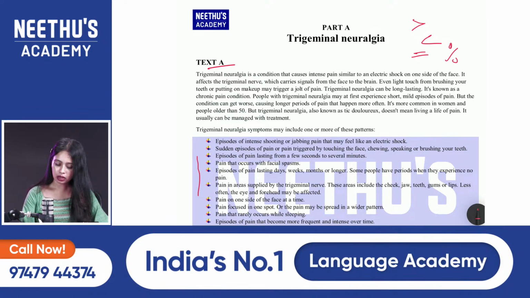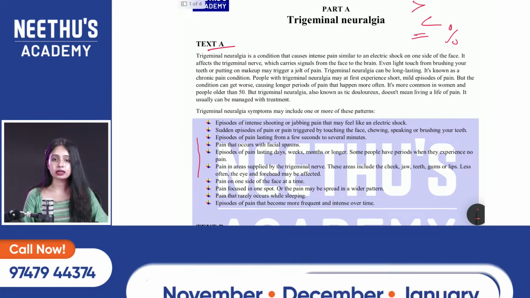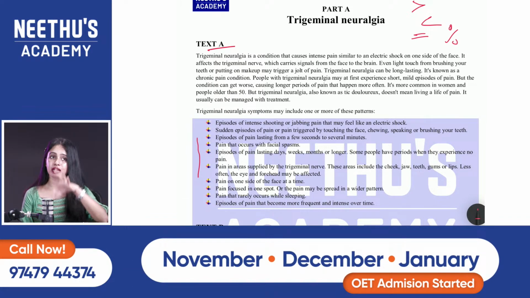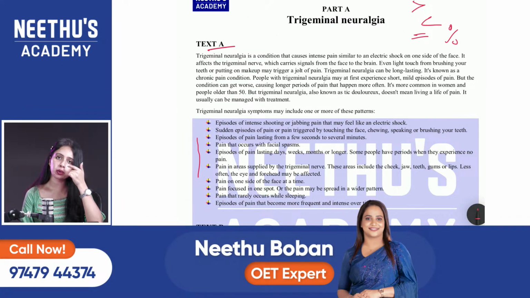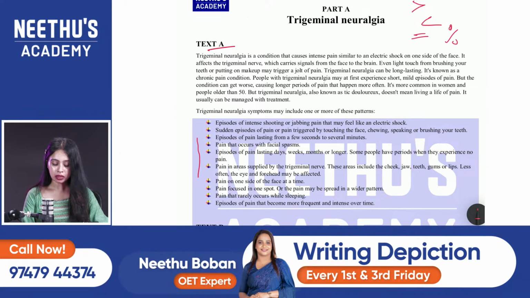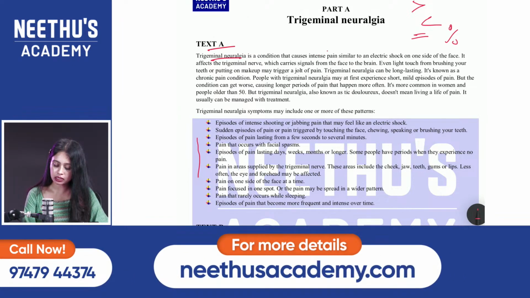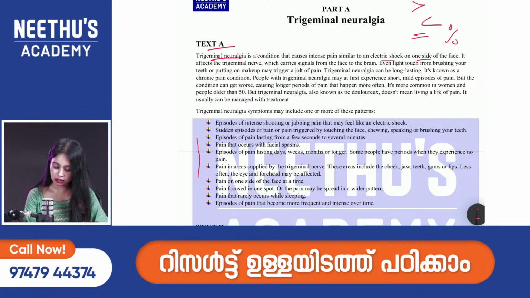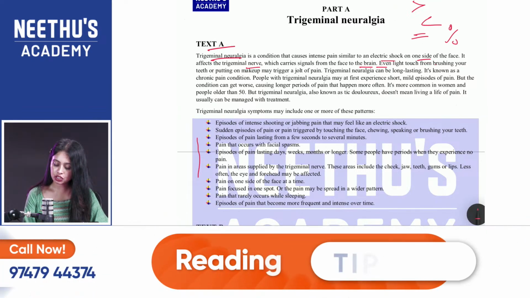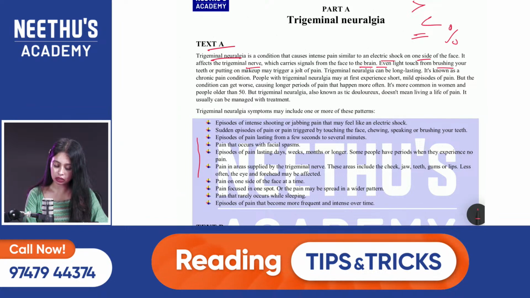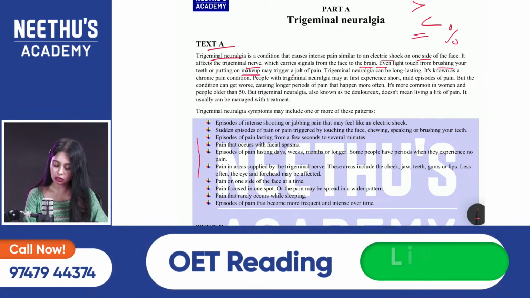So I'll show you what it is and let's underline the keywords. But I'm not reading very fast because you will not understand what I'm reading. So I'll just go at an average speed. Trigeminal neuralgia is a condition that causes intense pain similar to an electric shock on one side of the face. It affects the trigeminal nerve, which carries signals from the face to the brain. Even light touch from brushing your teeth or putting on makeup may trigger a jolt of pain.